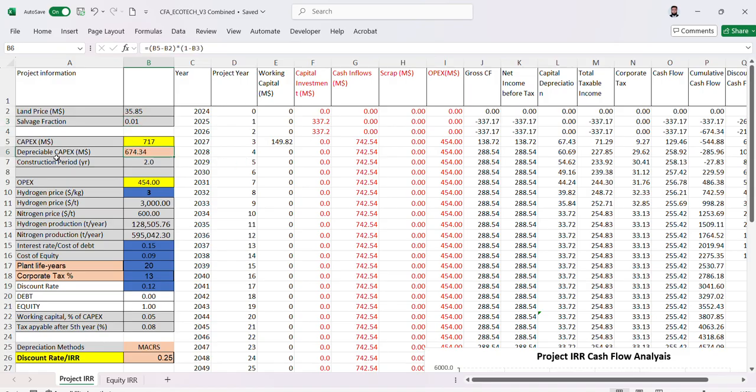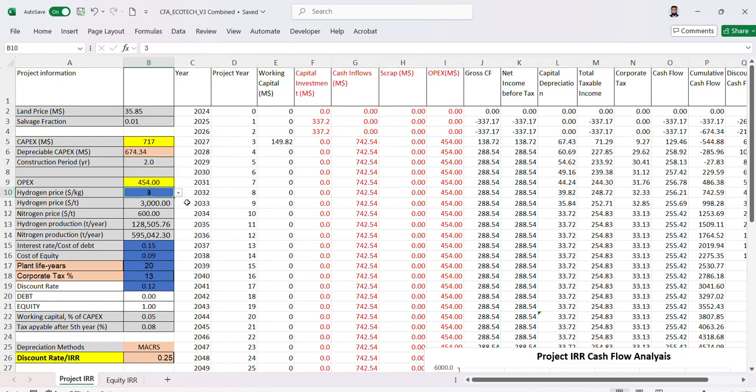So depreciable capex, there is a formula to calculate it, which is capex minus land price, times 1 minus salvage fraction. These formulas you can get from the books as well. So construction period is assumed to be 2 years.